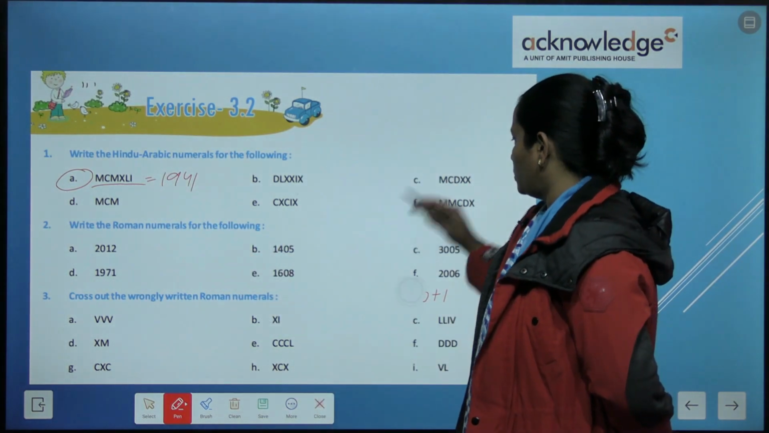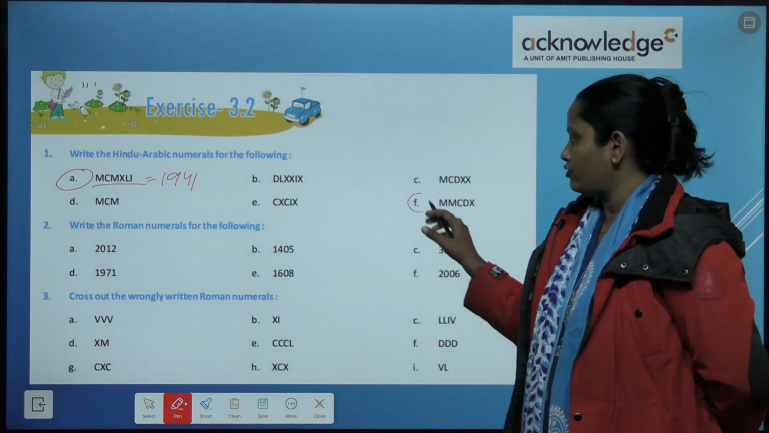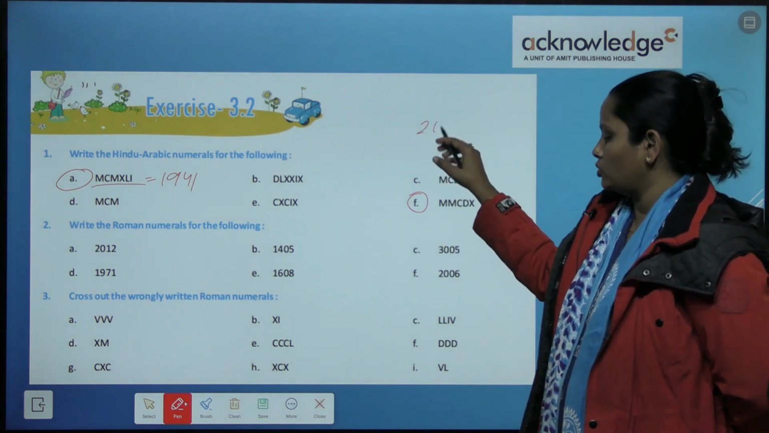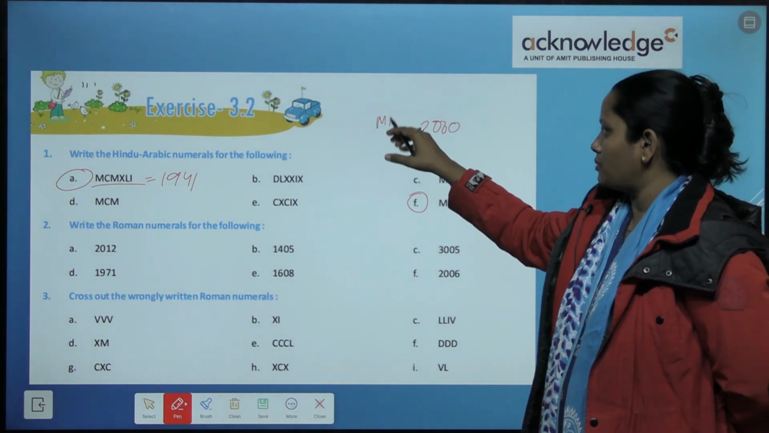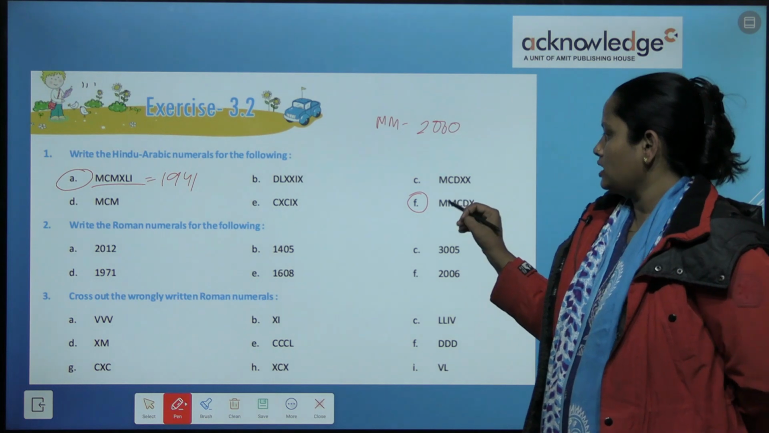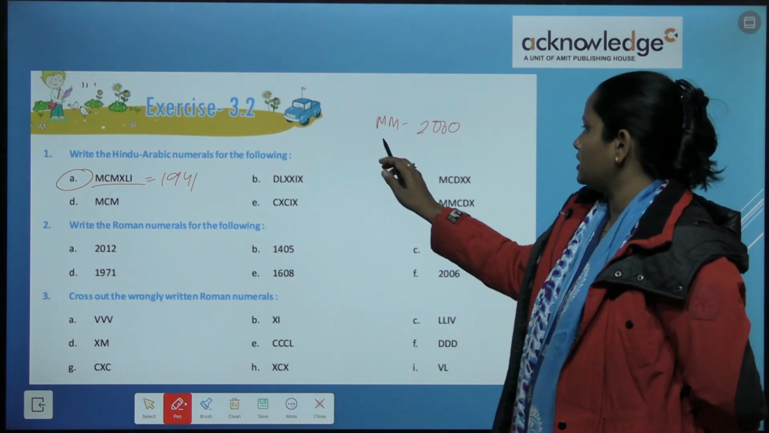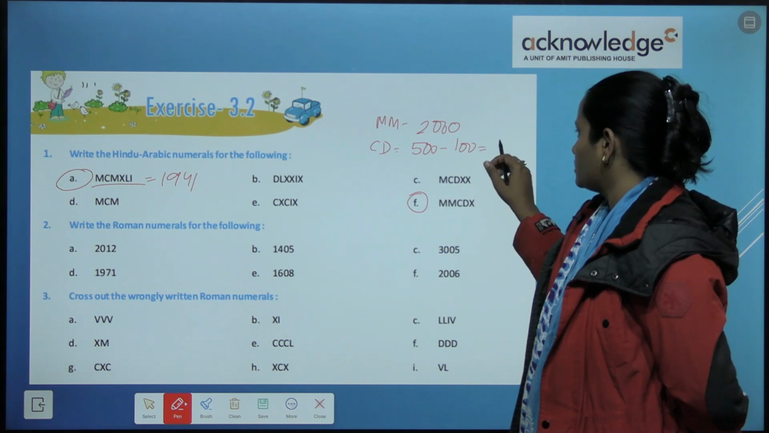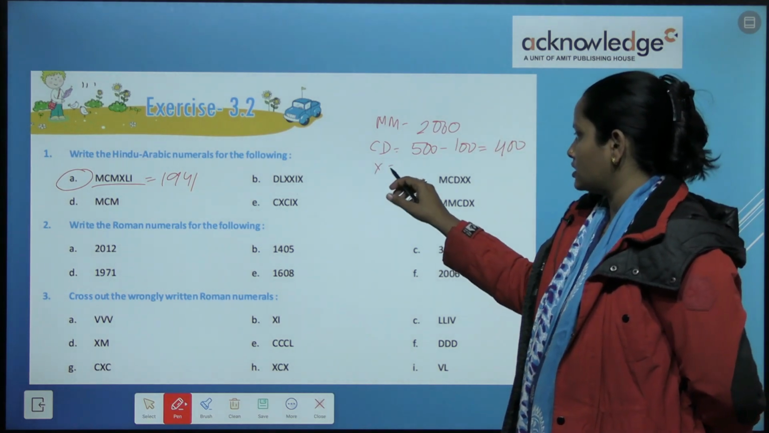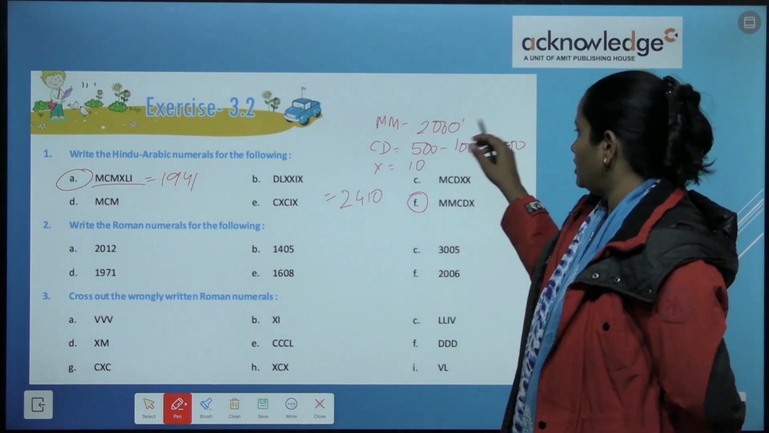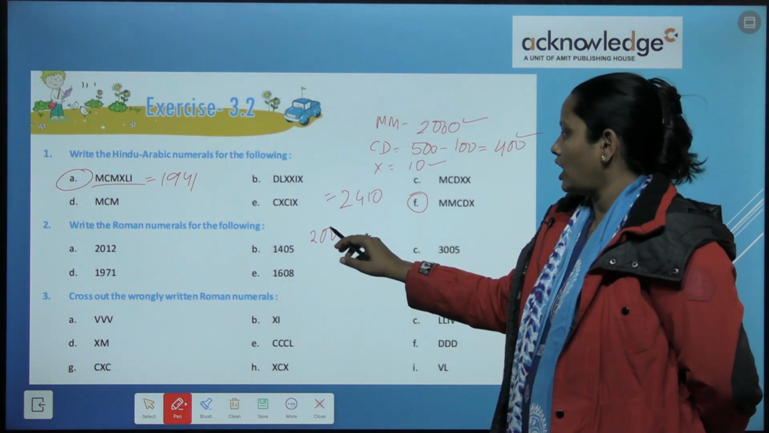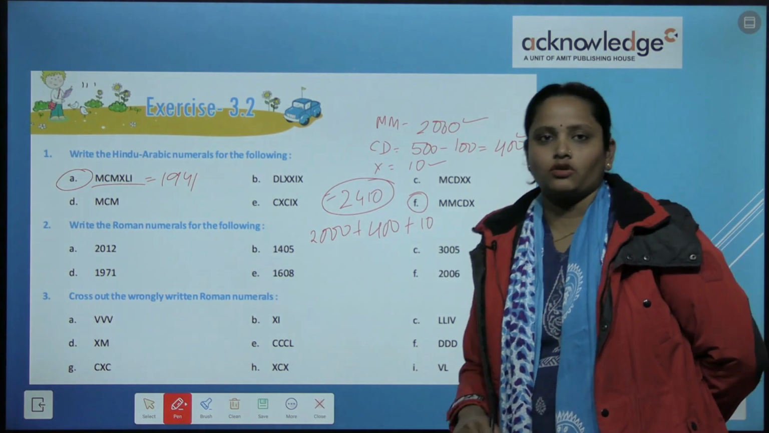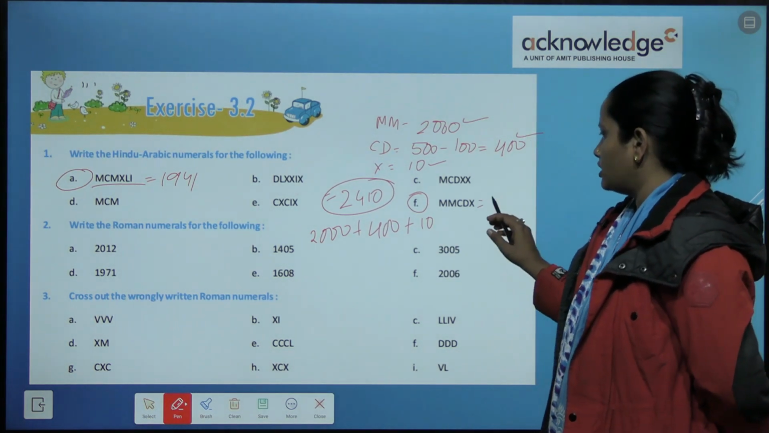Now similarly, let's do another question here. Let's do this F part. Again here, 2 times M is written, which means 2000. Now C and D. So children, here CD is written, which means D means 500 minus C which is 400. Now X is equal to 10. So when we add 2000 plus 400 plus 10, we get the number 2410. So this is your answer.